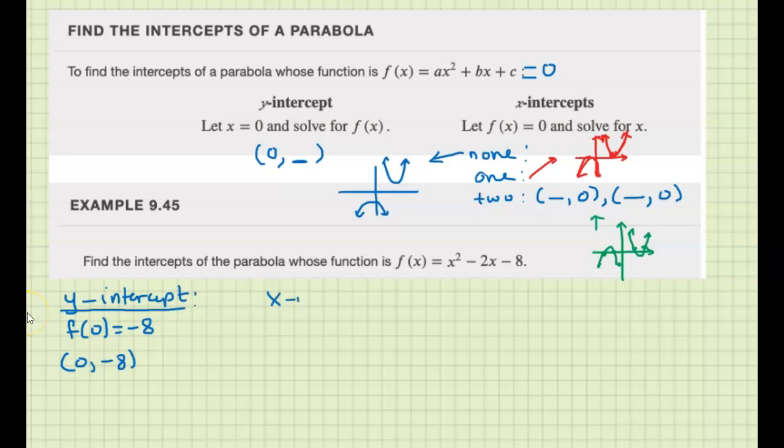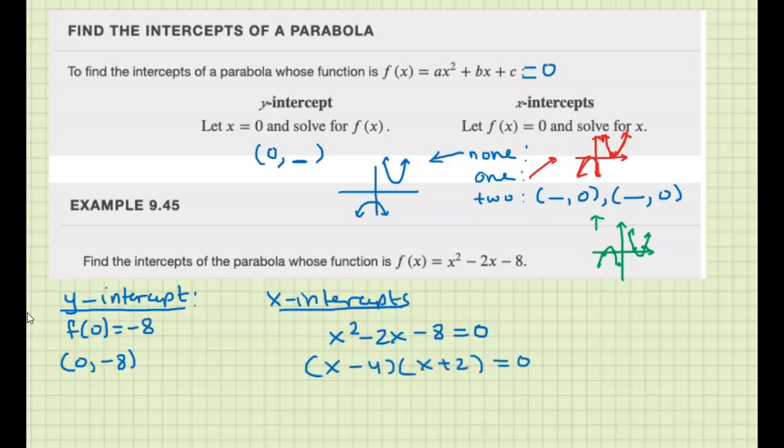All right, now the x-intercepts. I'm going to take the equation x squared minus 2x minus 8, make it equal to 0, and solve. Try to factor. That's usually the quickest way to get it. We have x minus 4 and x plus 2. And then we get x equals 4 and x equals negative 2. So our x-intercepts, there's two of them: 4, 0 and negative 2, 0. So this parabola is going to cross the x-axis 2 times.